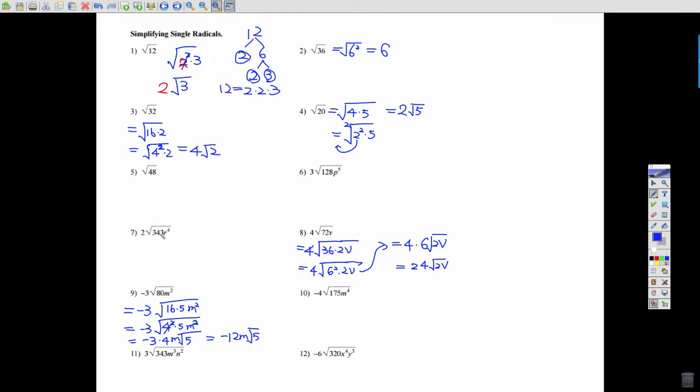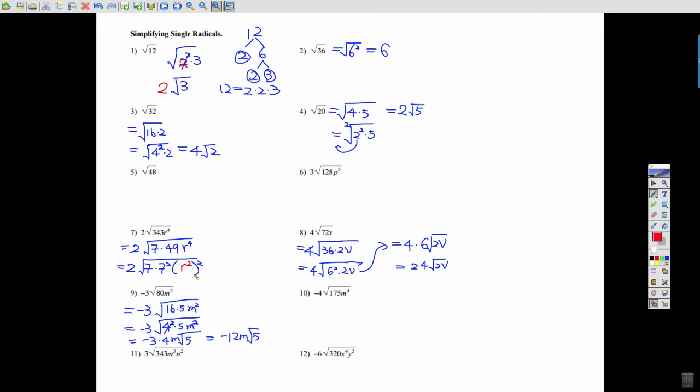Let's look at number 7. I've got 2 here. And 343 is a little bit more challenging. But if you divide it by 7, you will find it's 7 times 49 times r raised to the 4th power. Here, I know that 7 stays, 49 is 7 squared. Here's the tricky part. R raised to the 4th is not a square. Is there any way I can rewrite that into r something, something squared?